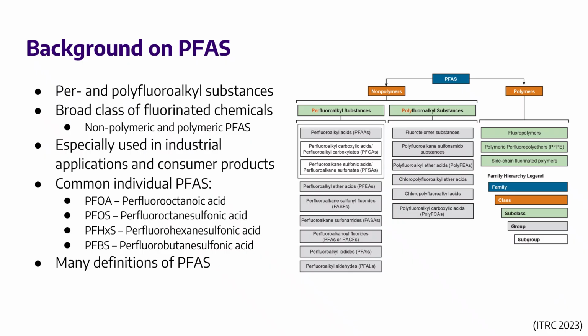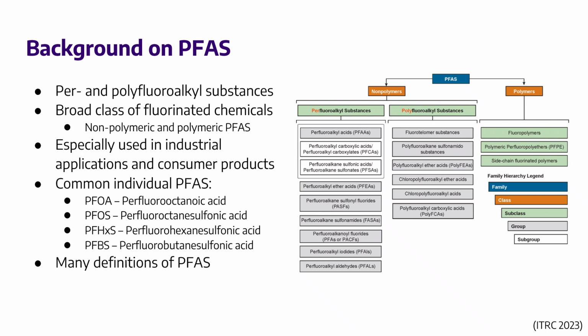The full name of PFAS is per and polyfluoroalkyl substances, and it is a broad class of fluorinated chemicals. On the graphic on the right, we can see that it is divided into non-polymeric and polymeric PFAS, and then there are subclasses and groups of PFAS beneath these classes. PFAS is especially used in industrial applications and consumer products. That is stemming from the invention of Teflon in the 30s.